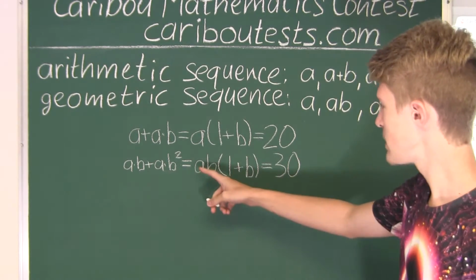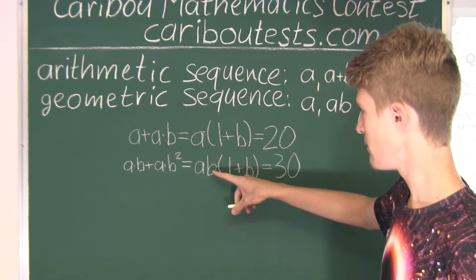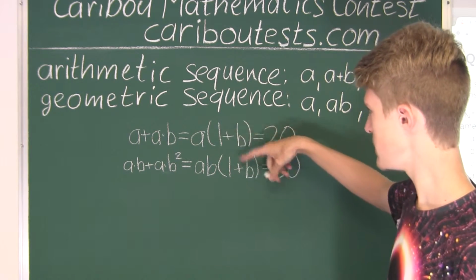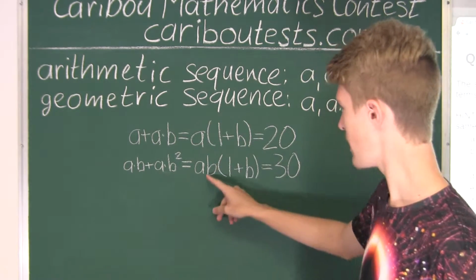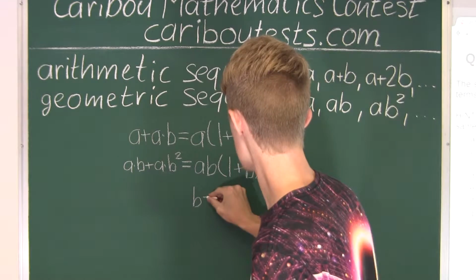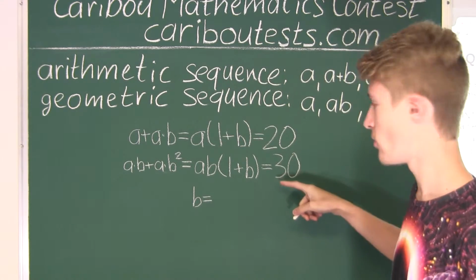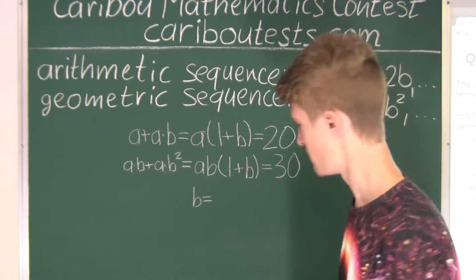Alright, now we can see if we divide this by that, all we would have left is B, because the 1 plus B both cancel out and the A also cancels out. So if we do that, then we will be left with just B equals 30 over 20, which simplified is just 3 over 2.